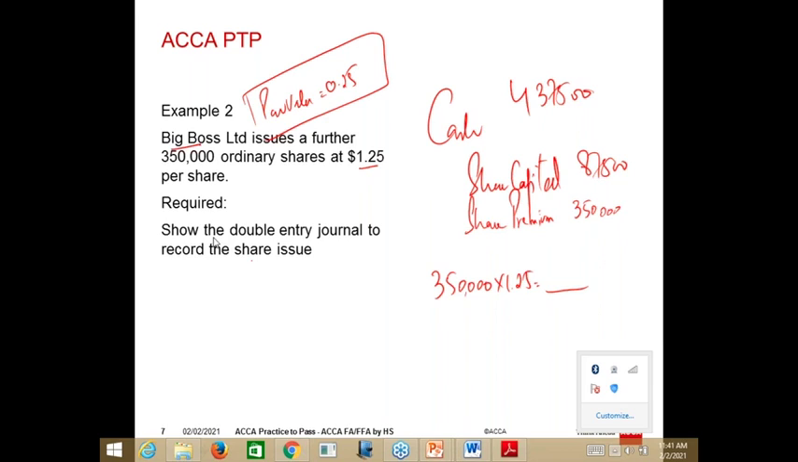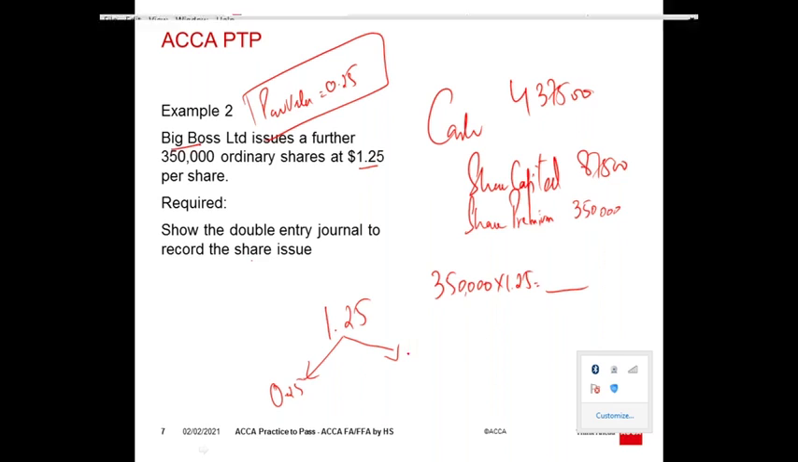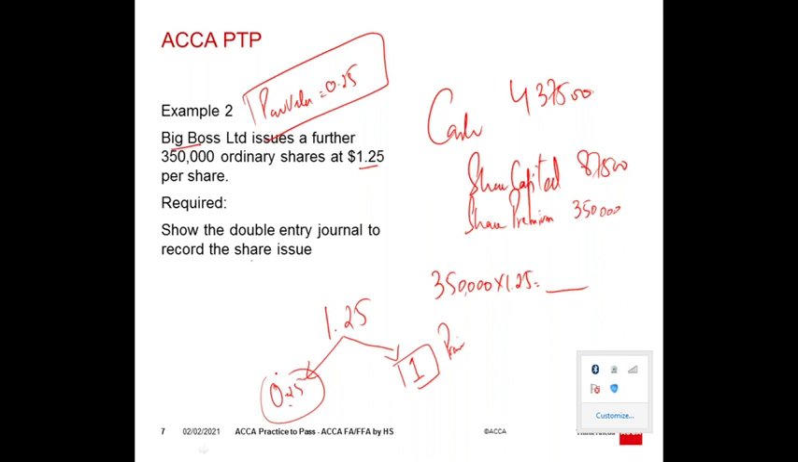No, share capital should be credited with the par value, and the excess amount will go into share premium. The excess amount over the par value is $1 per share. Right now the company has issued the share at a value of 1.25. Previously in example one, we saw that the par value of each share is 0.25, and the excess amount above the par value is $1. So when we break down the value of 1.25 per share into par value and above par value, this amount would be the share premium balance, and this amount is share capital based on the par value.